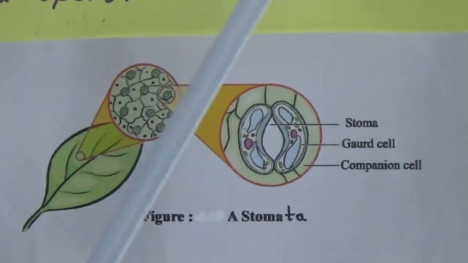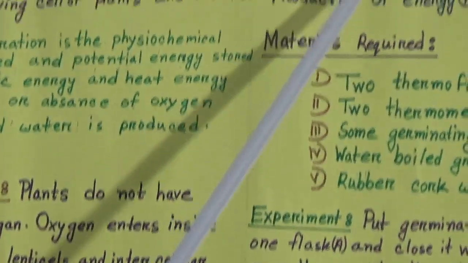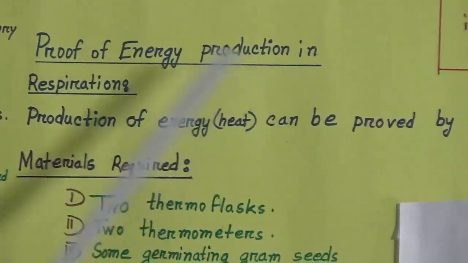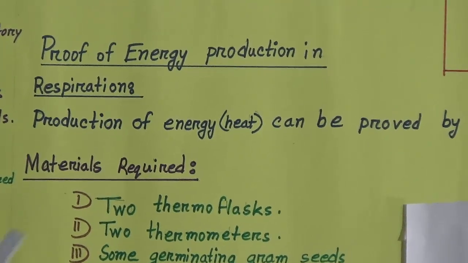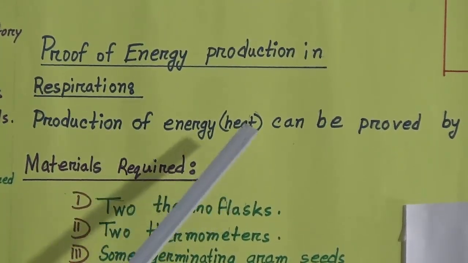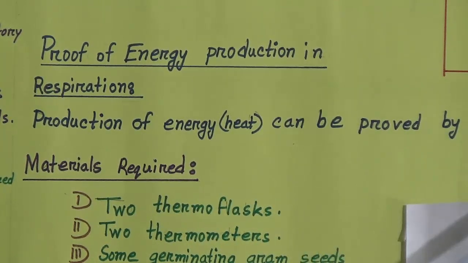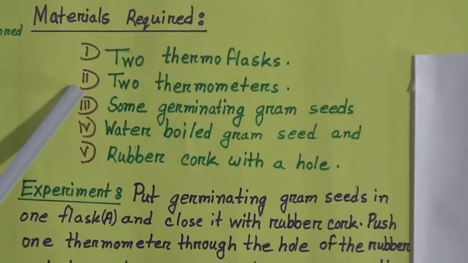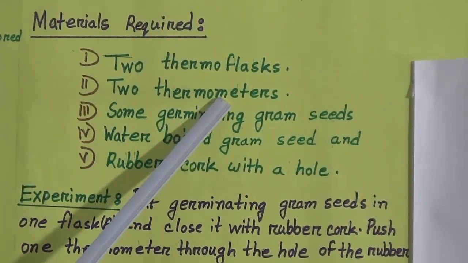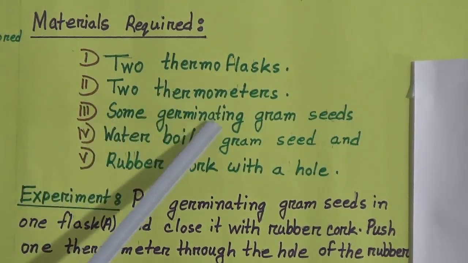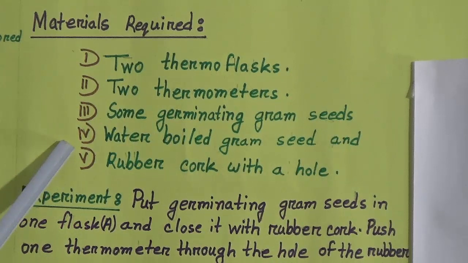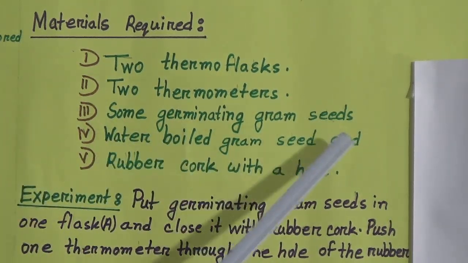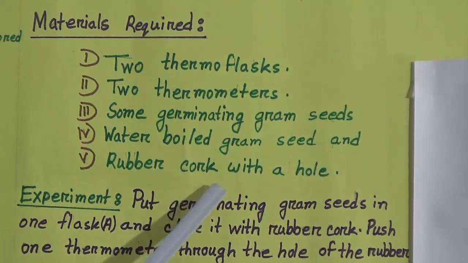Now I will discuss the next topic, proof of energy production in respiration. Production of energy, that means heat, can be proved by the following experiment. For this experiment, we need some materials. Materials required: number 1, two thermoflasks; number 2, two thermometers; number 3, some germinating gram seeds; number 4, boiled gram seeds; and number 5, a rubber cork with a hole.